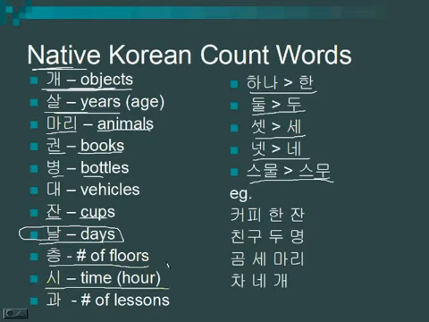시 is the time or the hour. So 한 시 is 1 o'clock, 2시 2 o'clock, 3시 3 o'clock. If you said 한 시간, I'm going to have that at the end of the lesson. 한 시간, that's 1 hour, 2시간, 2 hours, 3시간, 3 hours. So that's adding just 간 after it. 과 is the number of lessons, so counting lessons. 한 시간, 1 hour, 한 시, 1 o'clock.